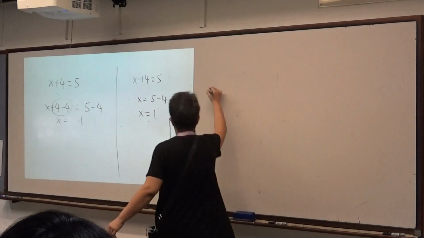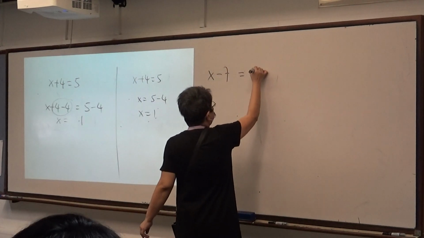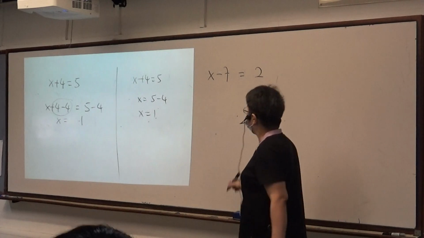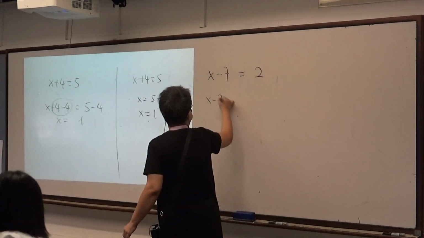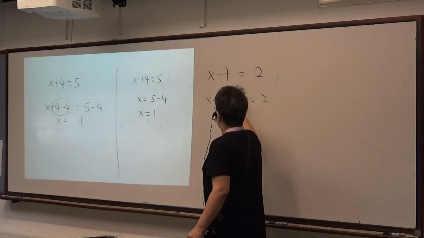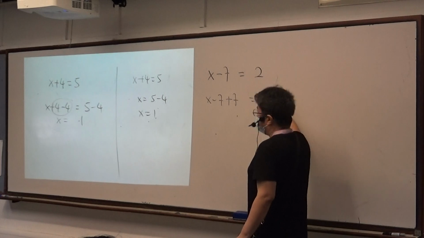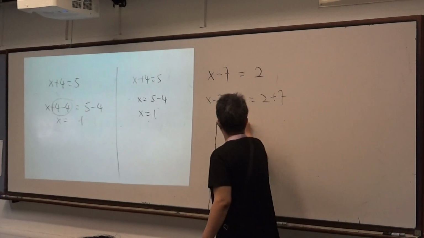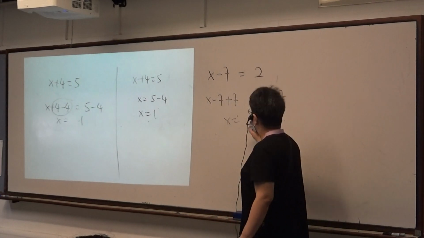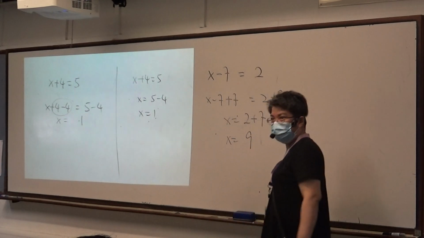Okay, let's try another one. Let's say x minus 7 equals to 2. So what must I do? x minus 7 equals to 2. How to make this 0? Plus what? I must plus the 7, right? You see it? So this side also plus 7. So x equals to what is 2 plus 7? 2 plus 7. x is equals to 9.